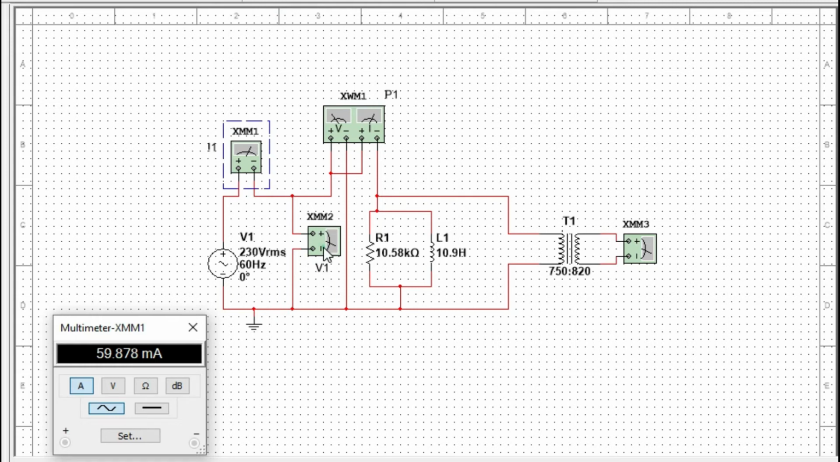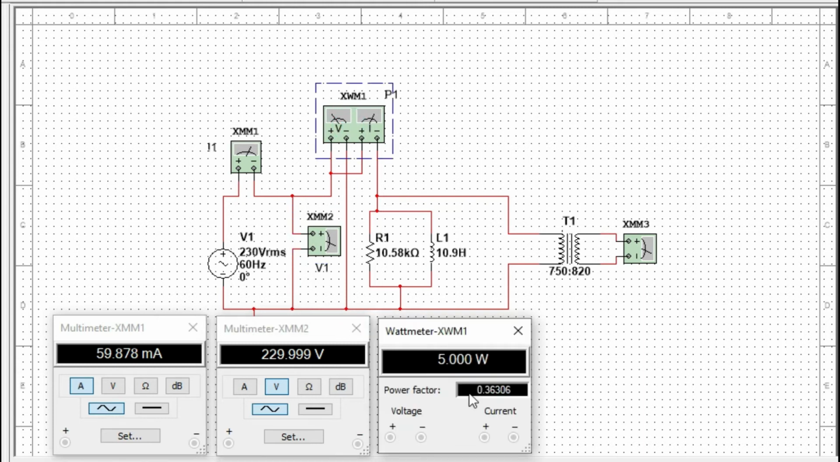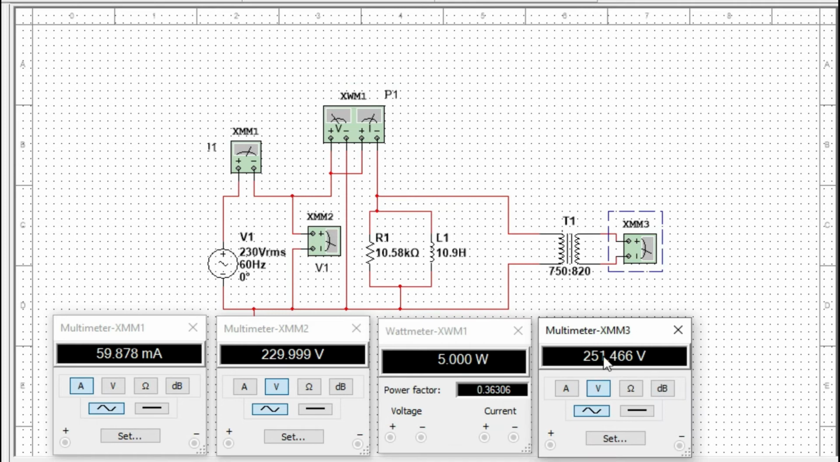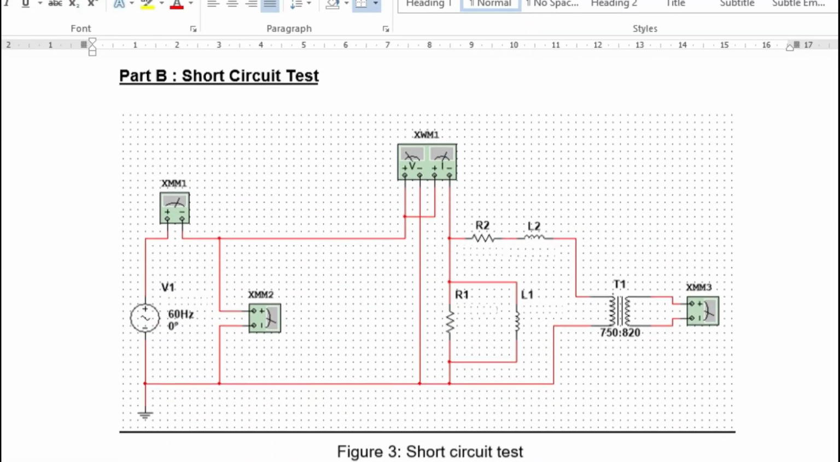The results are 59.878 milliamperes, 229.999 volts, wattmeter 5 watts, 0.36306 power factor, and the voltage is 251.466 volts. Part B is the short circuit.